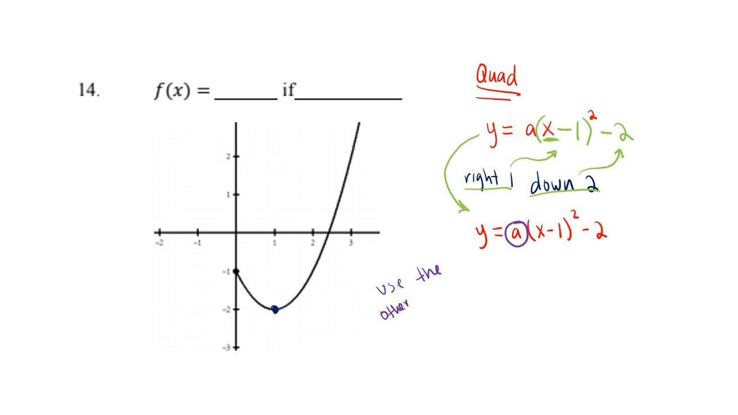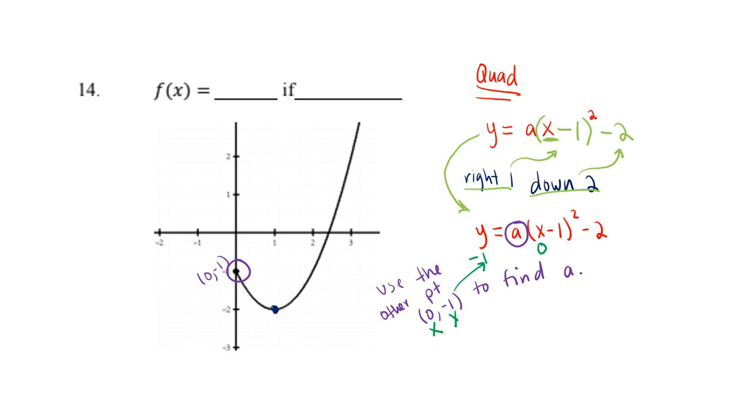Right? In this case, the other point is here. That's at (0, -1). So we're going to use the other point (0, -1) to find a. Again, (0, -1) is another point on the graph. You cannot use the vertex. We're going to plug in 0 for x and -1 for y into this equation here. So I'm going to plug in -1 for y, 0 for x, and I'll rewrite it right below.